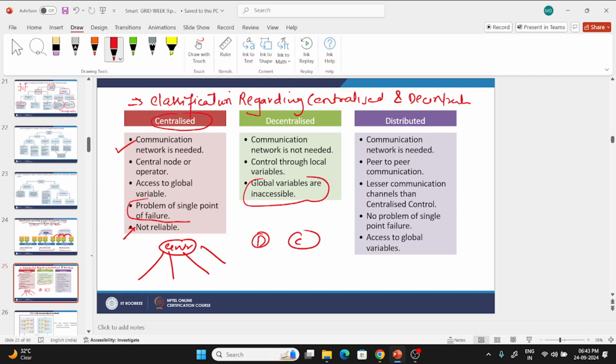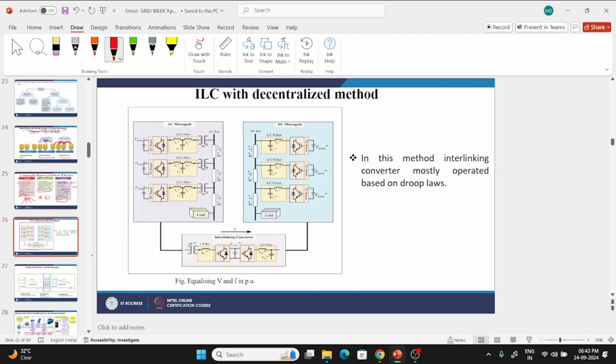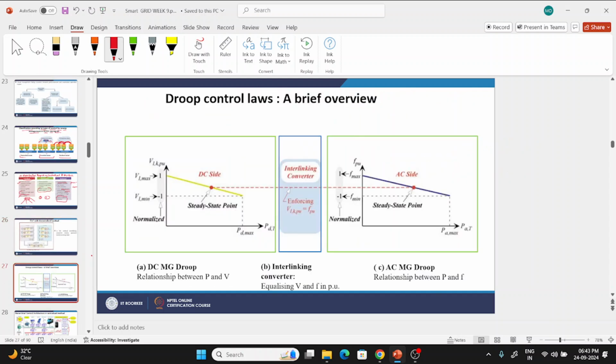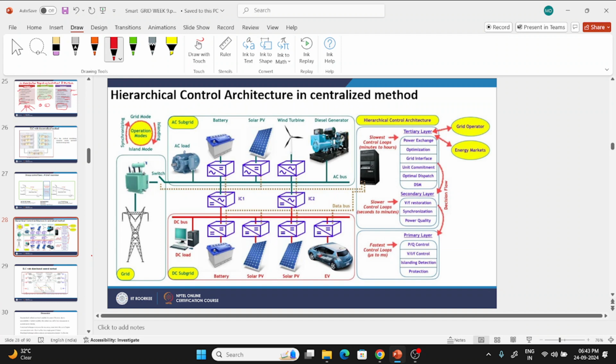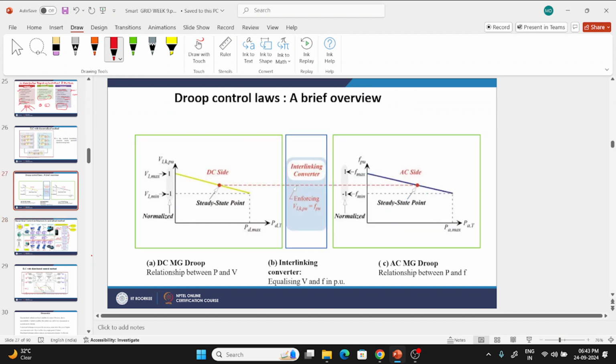But in the distributed control, communication is needed, and peer-to-peer communication is used, but it has fewer communication channels than a centralized one, and there is not a single point of failure. Also, this distributed control strategy has access to the global variables. Okay. So now coming towards the droop control. What is the droop control law?